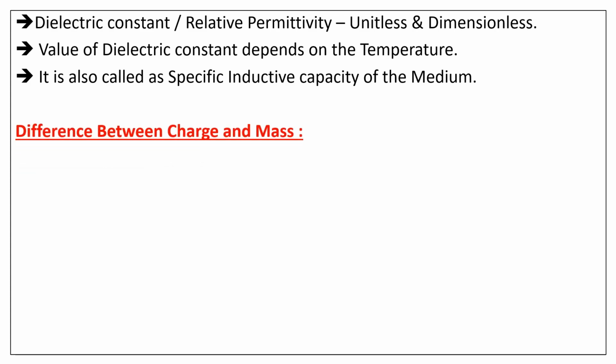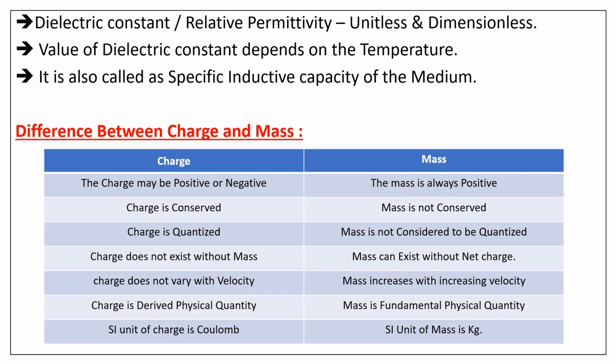Difference between charge and mass. 1. The charge may be positive or negative. The mass is always positive. 2. Charge is conserved. Mass is not conserved, because mass can be converted into energy and vice versa. 3. Charge is quantized. Mass is not considered to be quantized. 4. Charge does not exist without mass. Mass can exist without net charge.